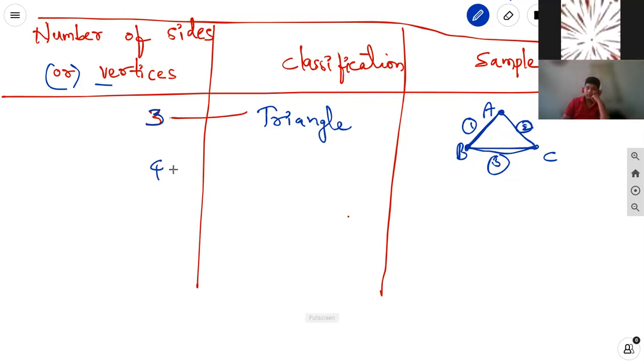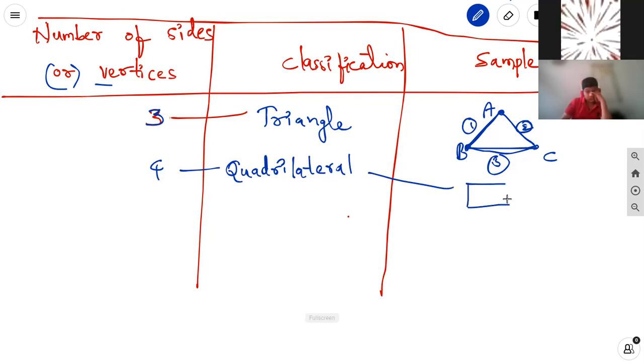Next, if the number of vertices is 4, we can call it a quadrilateral. For a quadrilateral figure, we can draw either a square or rectangle or rhombus, whatever the diagram, joining four line segments: A, B, C, D. Four vertices are there, sides are 1, 2, 3, 4. So the number of vertices is equal to the number of sides.